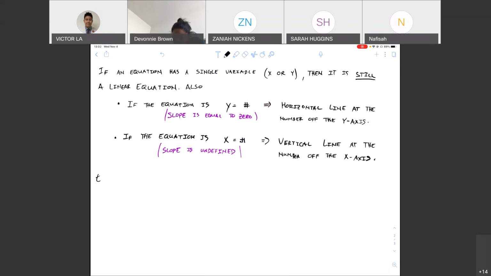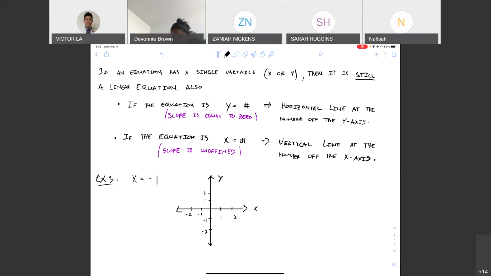hey, example 3, and I said x equals, I don't know, -1, and then I drew a quick graph like this, y, x, right? 1, 2, 1, 2, -1, -2, -1, -2. You would tell me that it is a straight line, obviously, but vertical or horizontal?